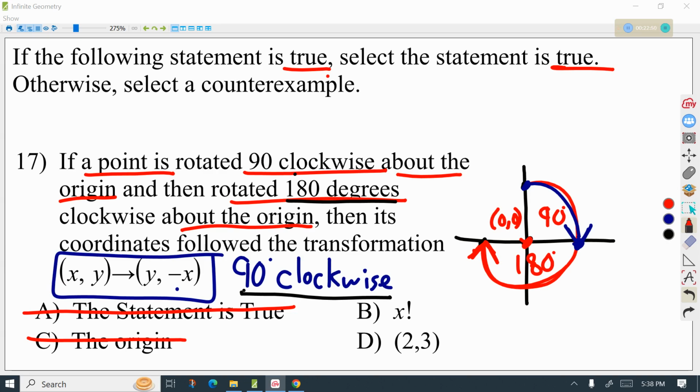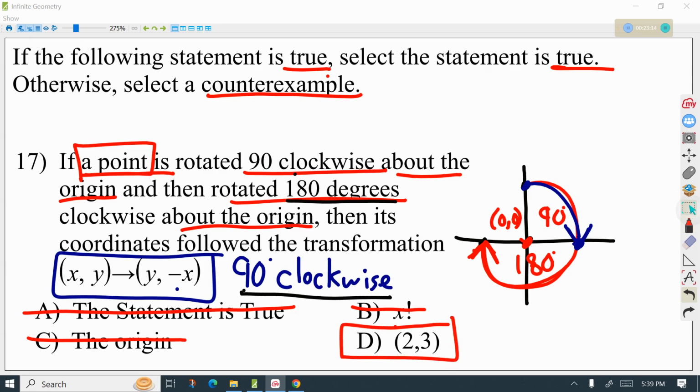Now if we take a look at B, B is x factorial, and this has nothing to do with any points at all. So this one is irrelevant, and we should cross it out, because x factorial is not a point. A counterexample here would have to make the hypothesis true, and that means it has to be at least a point. So this is our answer, and we can go see why this is true in a second.